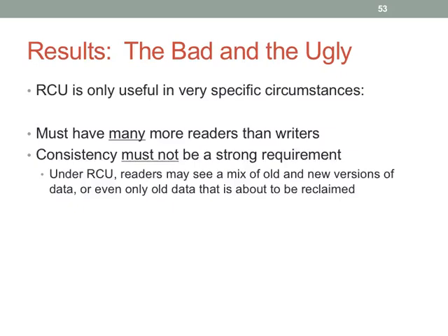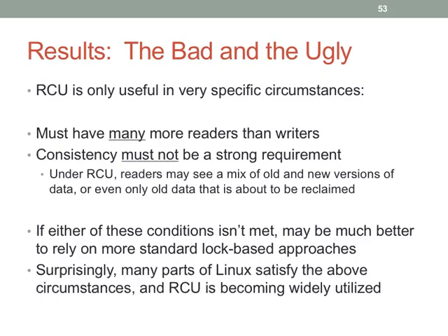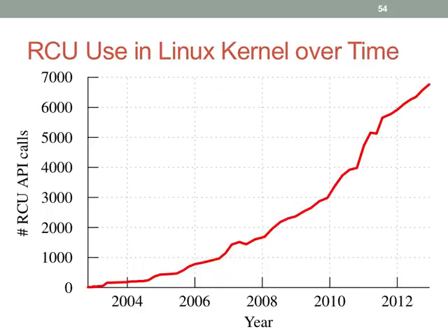Okay? Consistency should not be a strong requirement. So if you have this loosey-goosey stuff with multiple versions, you have to be in a situation where that's okay. Like, this does not work well for databases and transaction isolation, but works great for OSs. Okay? So yeah, it may be better to rely on locks if you violate one of these requirements. Okay, last thing, yeah, so like I said here, many parts of Linux satisfy these requirements.